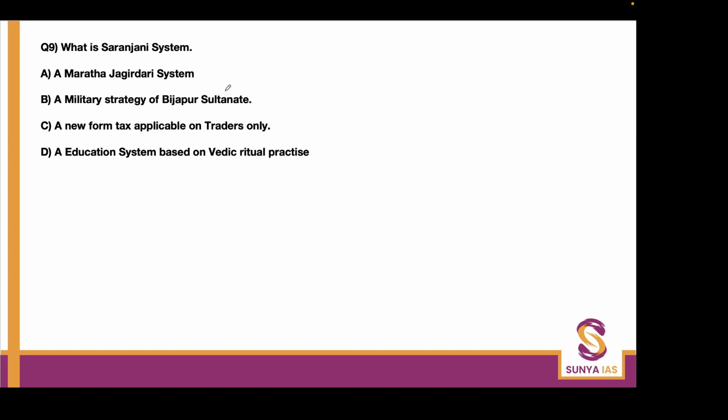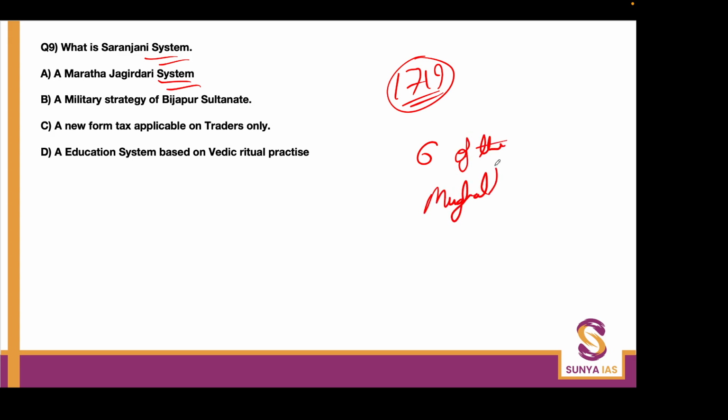The Saranjani system can be explained in continuation of the last question itself. Is it a Maratha Jagirdari system, a military strategy of Bijapur Sultanate, a new form of tax applicable on traders only, or an education system? It's a Maratha Jagirdari system. Basically, the system was easy. In 1719, the Marathas got the right to collect revenue from 6 of the Mughal provinces in Deccan.